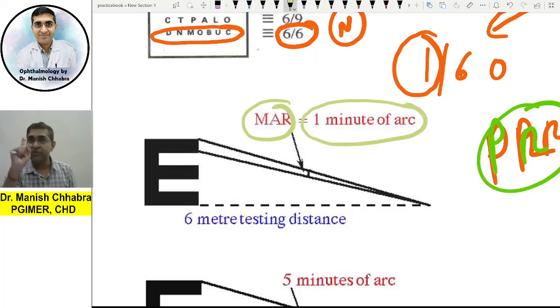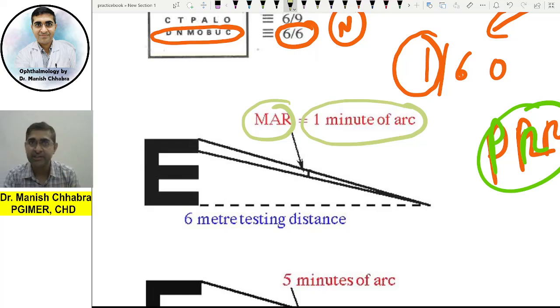That means if these two objects make an angle of 1 minute on the human eye, only then will I see these two objects as separate. Otherwise, if they form an angle less than 1 minute, I am going to see these two objects together. There will be no demarcation between them. Have you understood? Okay.